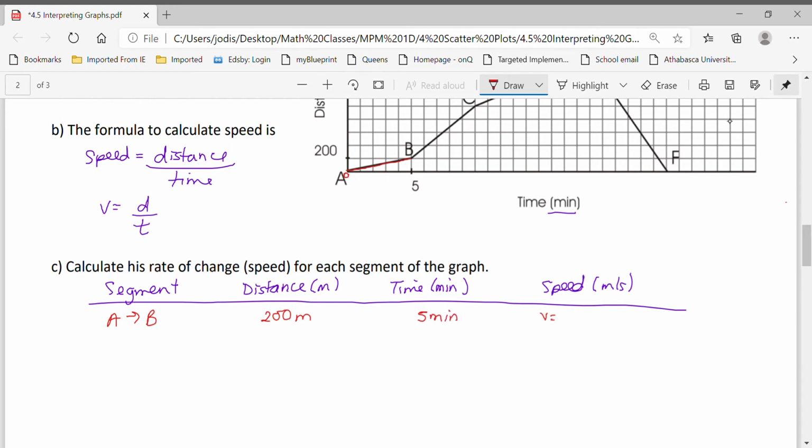So we can calculate, right? V equals distance over time, T for time, minutes. Okay, so 200 divided by 5 is 40 meters per minute.